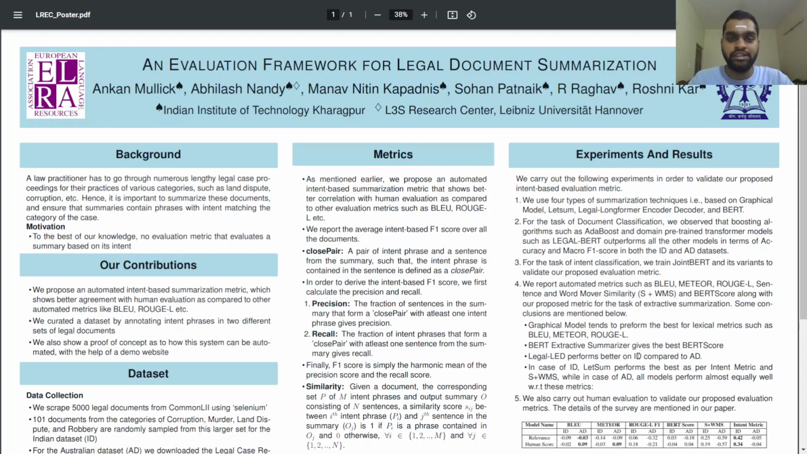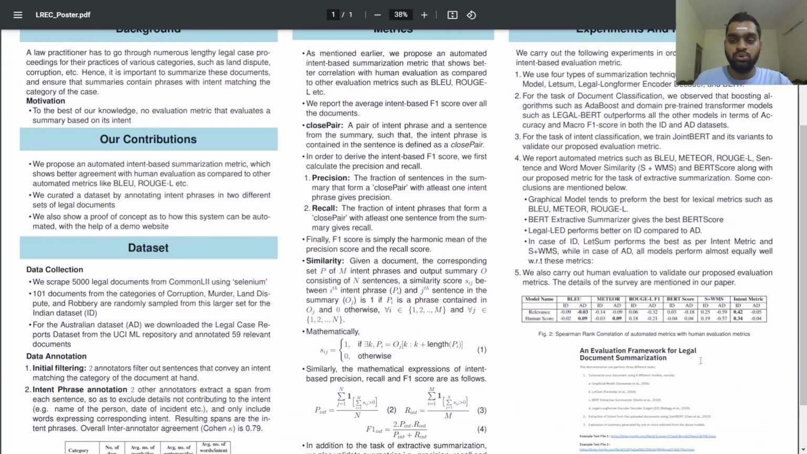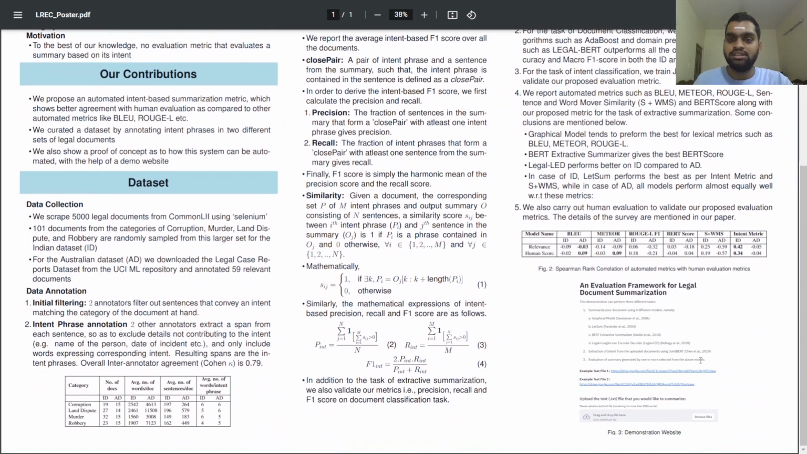And for the task of intent classification, we train joint BERT and its variants to validate our proposed evaluation method. So for all of these, we report automated metrics such as BLEU, METEOR, ROUGE-L, sentence plus word mover similarity, and BERTScore, along with our proposed metric for the task of extractive summarization. And some conclusions we observed are as follows.